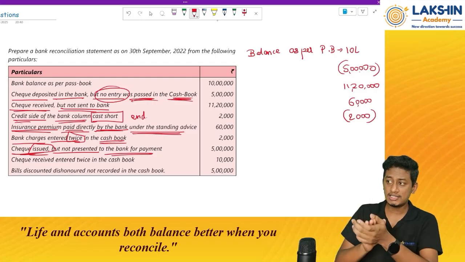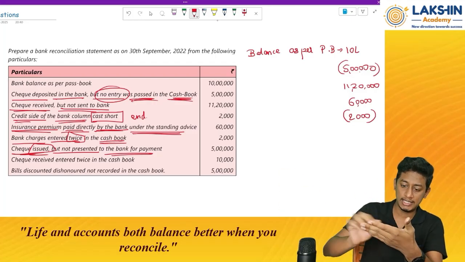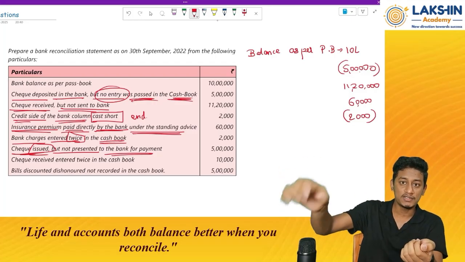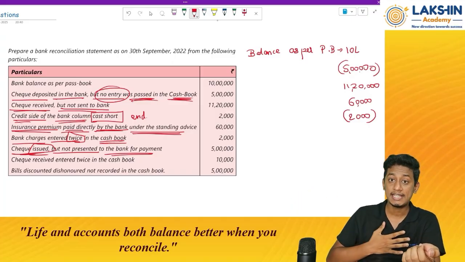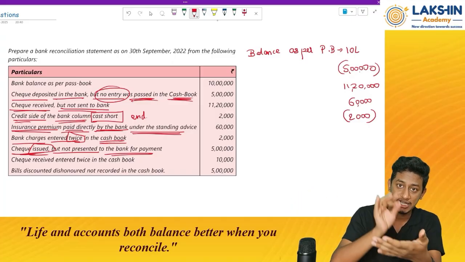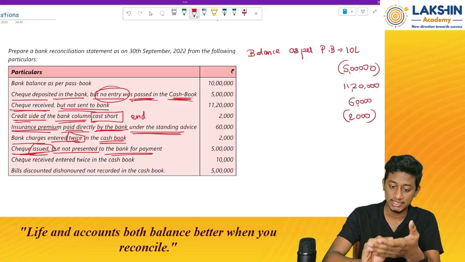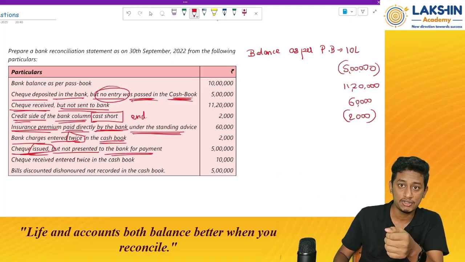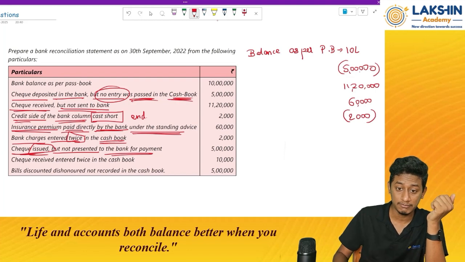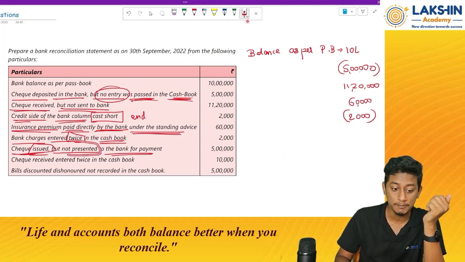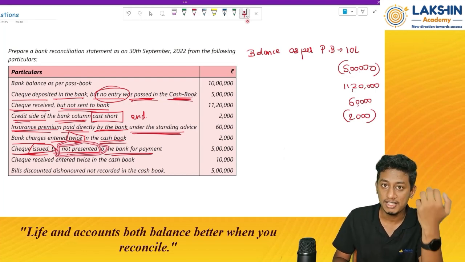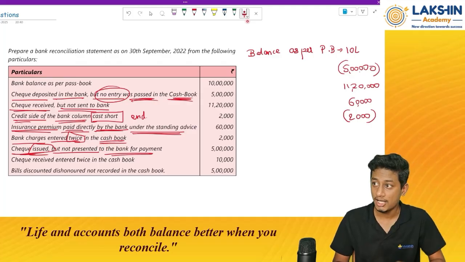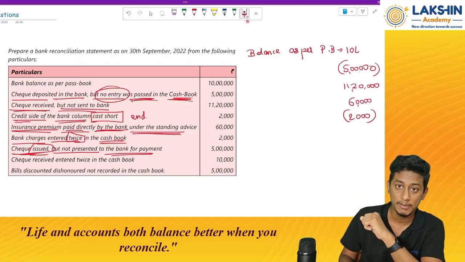Now, once I issue a check, I write the check, tear it out and give it away. Because of this, my cash book balance will reduce. I make an entry on the same date whenever I issue a check, saying that this check has been issued and the bank balance will reduce. But has the bank balance actually reduced? No, sir, because as per the question, it is not presented for payment. If the supplier doesn't present it for payment, will my bank balance reduce?